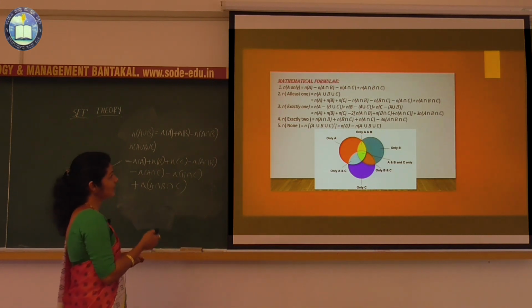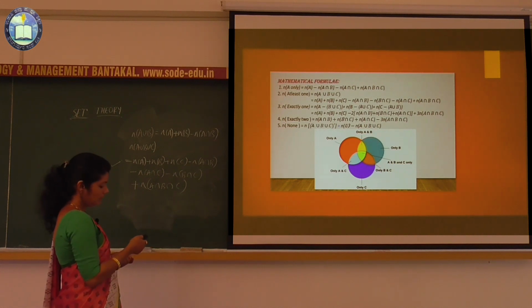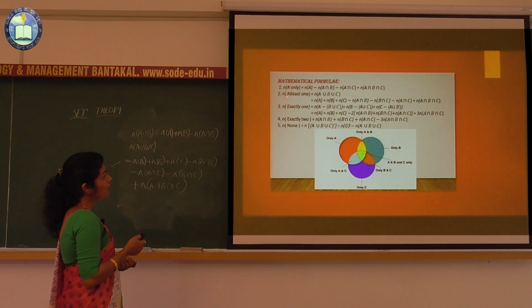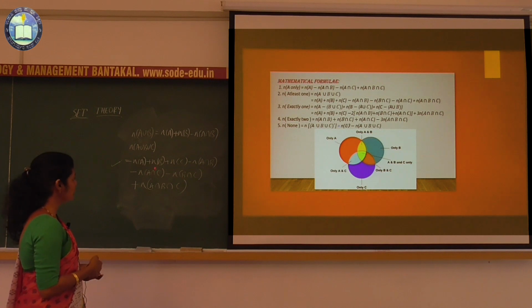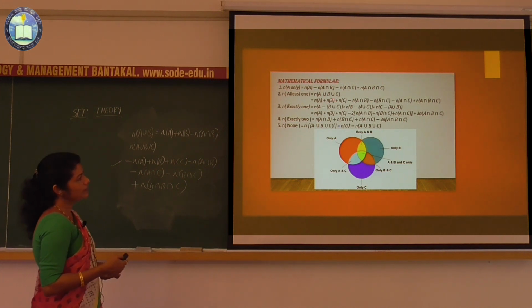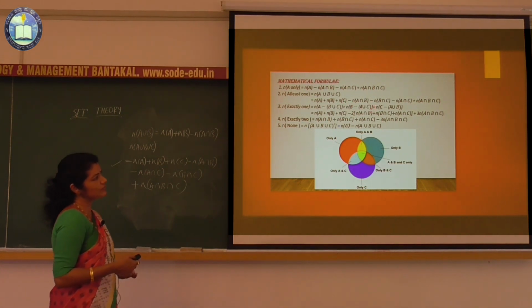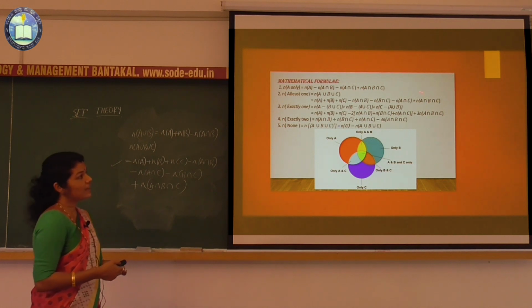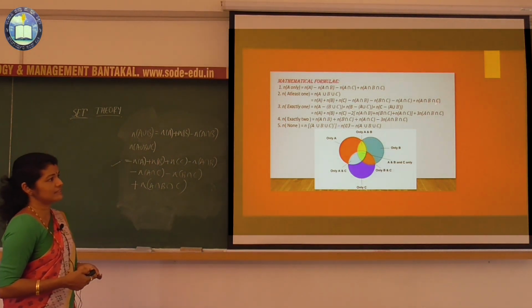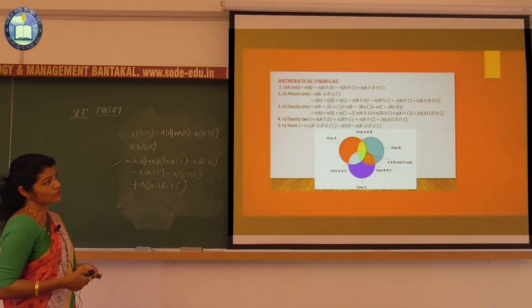So based on this we can calculate all this. Consider second one now. N of at least 1. Among these three, N of at least 1 means N of A union B union C. That gives you same formula. N of A plus N of B plus N of C minus N of A intersection B minus N of B intersection C minus N of A intersection C plus N of A intersection B intersection C. Remember, last term is positive.